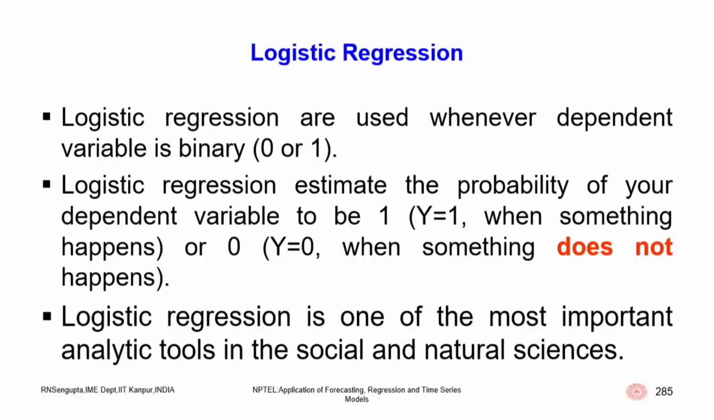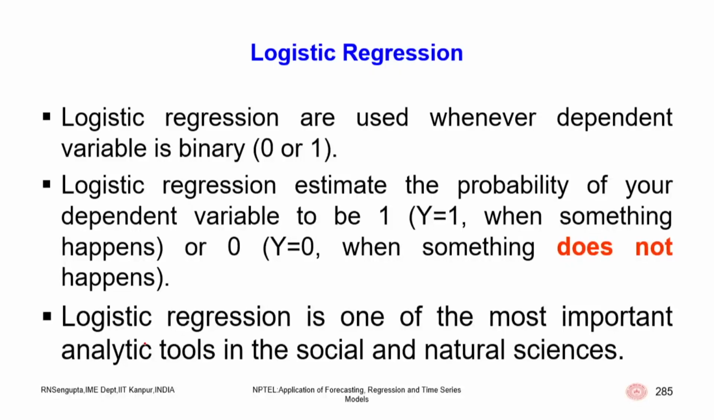Logistic regression estimates the probability of your dependent variable to be 1. So, when y is 1, when something happens, what is that decision? You have to decide and verify that y is 1 with some probability, and y is 0 with the other probability, 1 minus the previous probability. When y is 1, consider the probability is 60%; when y is 0, the probability is 1 minus 0.6, which is 40%, when something does not happen. So that means it is binary, only two outcomes.